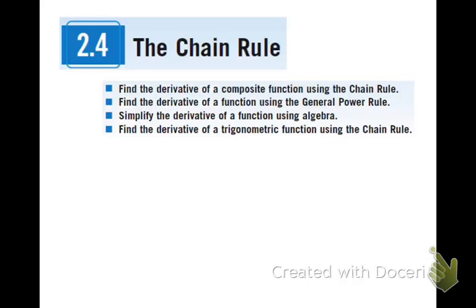Okay, 2.4 chain rule. This is another rule that you need to get on that derivative sheet. Maybe tomorrow I need to make sure you got it going. So the rules we have so far: the basic rule. What's the basic rule? d/dx of c x to the n would be c times n x to the n minus 1.